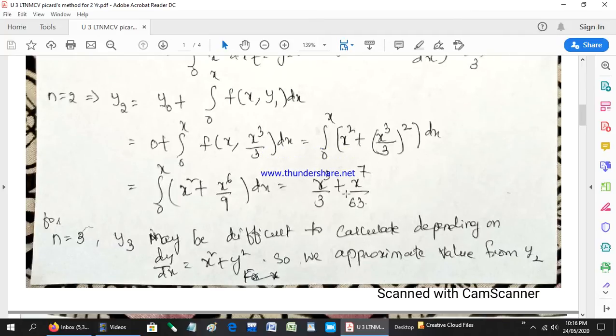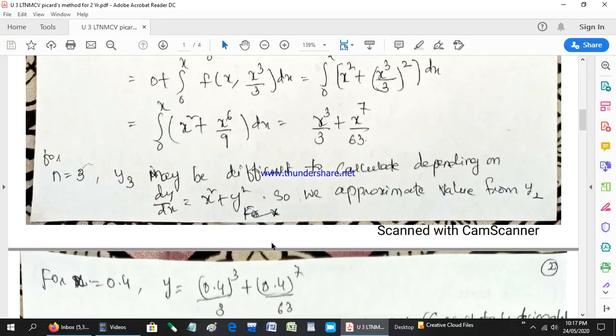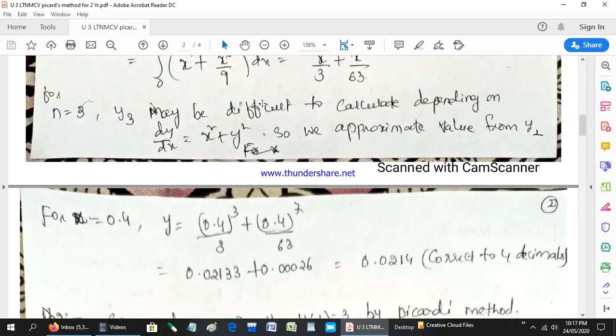Now we can move to the third approximation, but when we go for simplification in this procedure, the terms may be more difficult to simplify. That's the reason we stop in this problem at n is equal to 2. If the calculation is easier, you can go for one or two more approximations based on the given function f of x, y. So substituting for n is equal to 2, we take it as the approximate iteration, and that gives the value of y for given x.